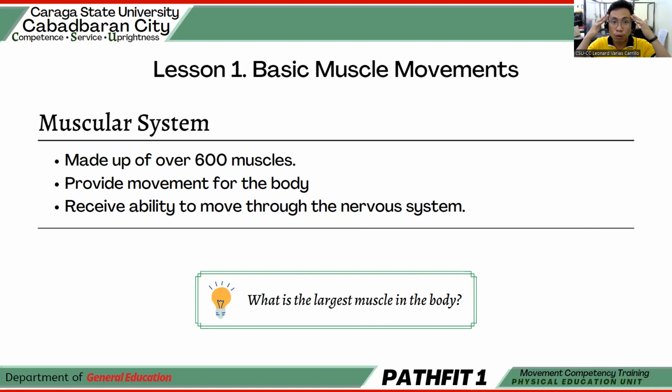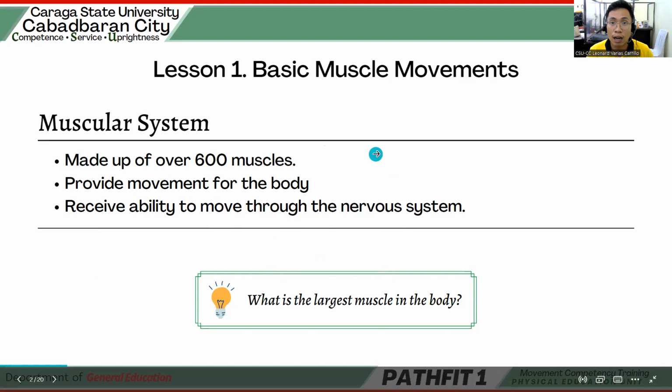So of course our muscles are connected to our brain. When we think of something or when we do this, the brain sends a signal. And also it receives the ability to move through the nervous system. So that is the muscular system. We are not going to talk about everything about the muscular system since our focus is all about the movements.